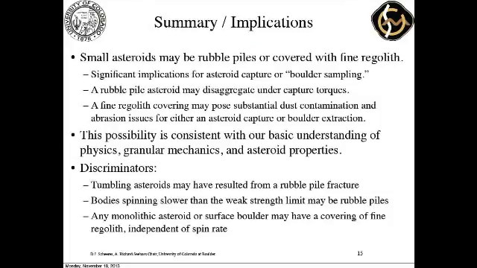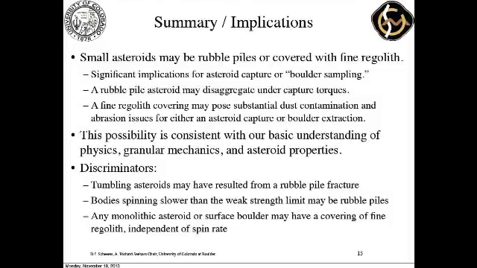So just to cover the summary and implications, small asteroids may be rubble piles or covered with fine regolith, and this has implications for asteroid capture or boulder sampling. What this means is a rubble pile asteroid may disaggregate under capture torques, and even if it is monolithic, there may still be a fine regolith covering that could pose a substantial dust contamination and abrasion issues for either an asteroid capture or boulder extraction. This possibility is consistent with our basic understanding of physics, granular mechanics, and asteroid properties.